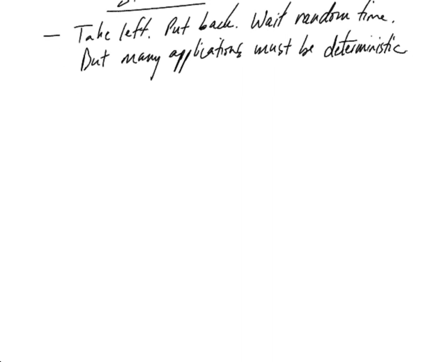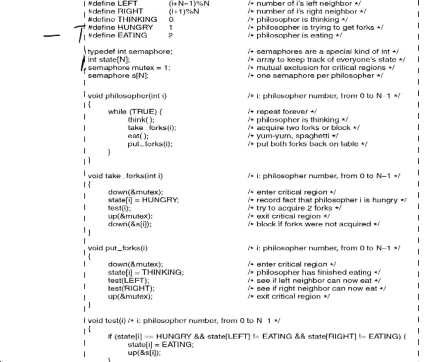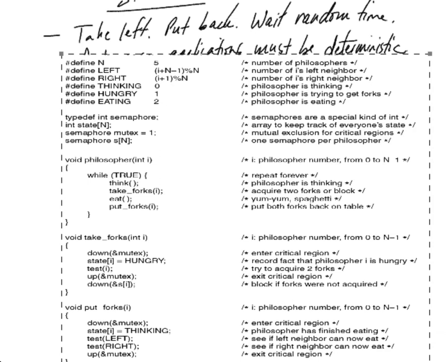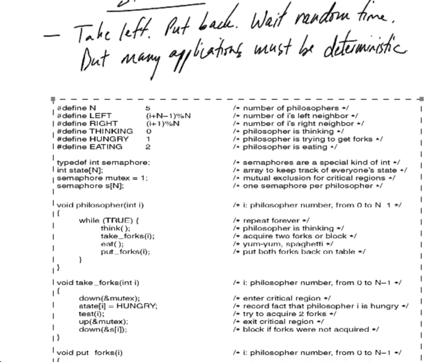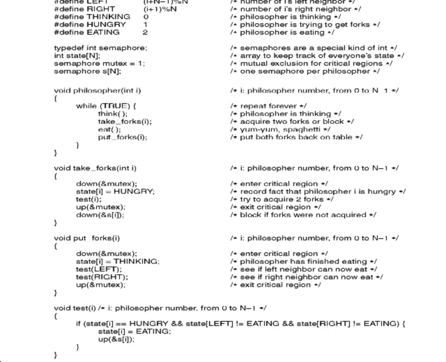So I'm going to bring up figure 247 from the book, which is the solution to the dining philosopher's problem. Okay, here's the pseudocode for the solution.